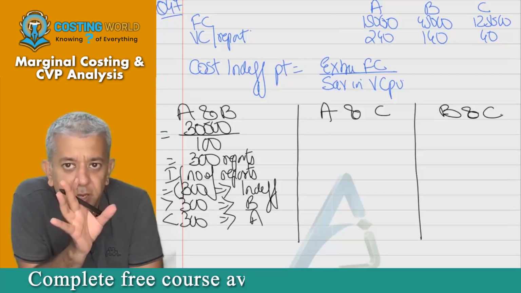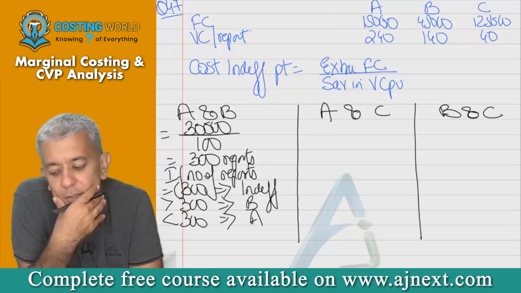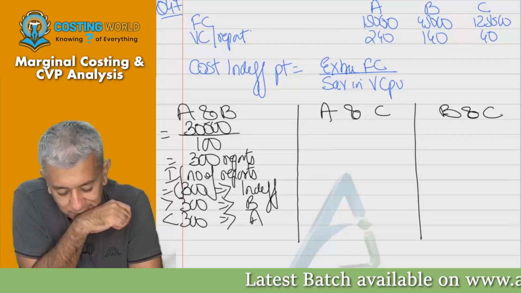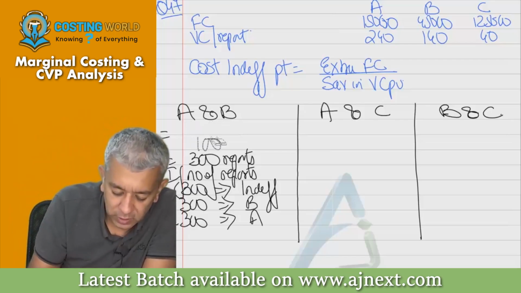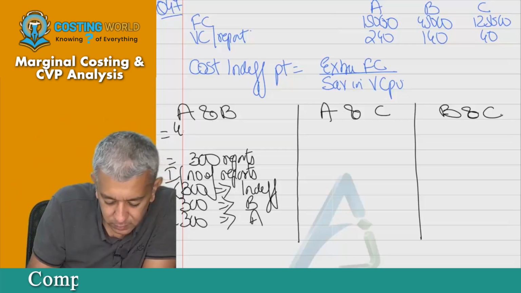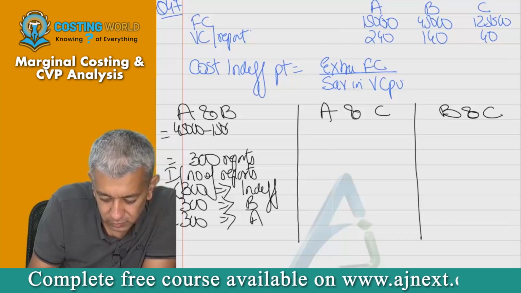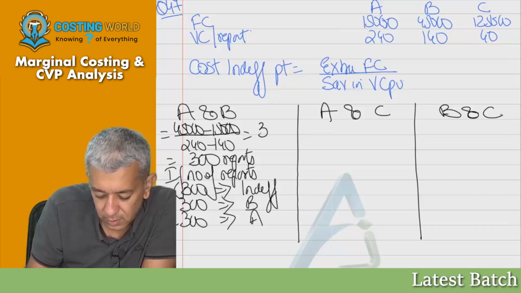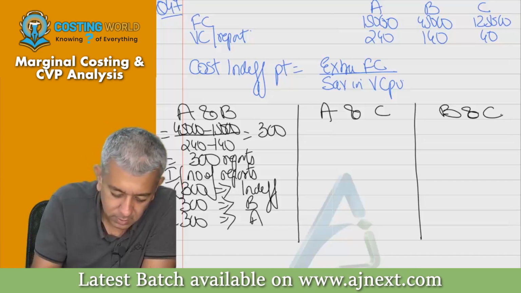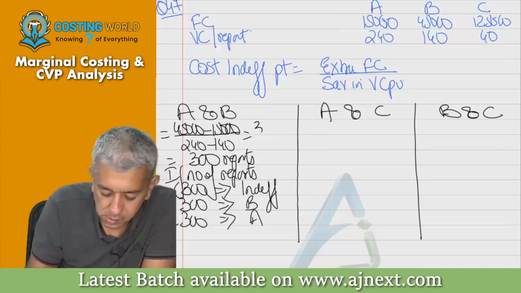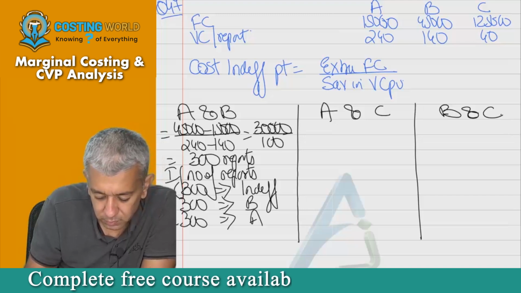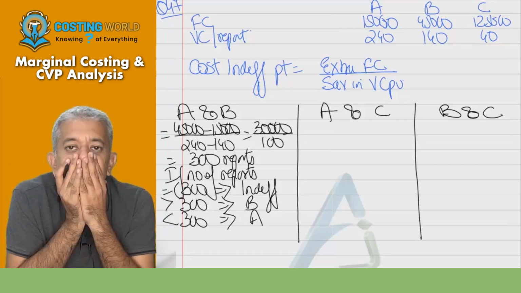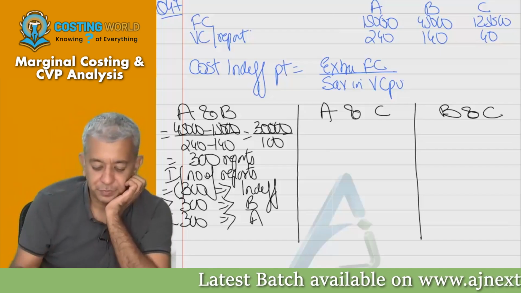You all have understood what is to be done? Yes. Start. If you want to see once how 30,000 and 100 have come: 45,000 minus 15,000 divided by 240 minus 150. Done, sir. Okay.